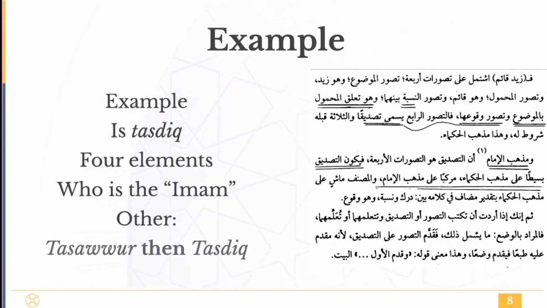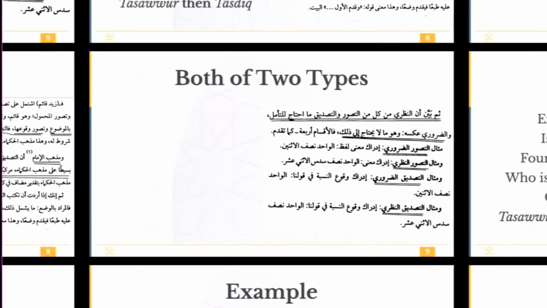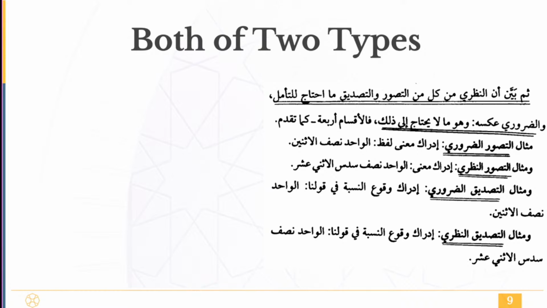Okay. Then he says, ثم بين أن النظرية من كل من التصور والتصديق محتاجة للتأمل والضروري عكسه وهو ما لا يحتاج إلى ذلك فالأقسام 4. This is kind of obvious. You have the daruri, right? Which is that which, this is intuitively true, does not require reflection. And the nadari is which requires reflection. And that is also true. What generally is intuitive and requires reflection, or relative to a person may be intuitive or requiring reflection. Right? فالأقسام 4. So the categories are 4.